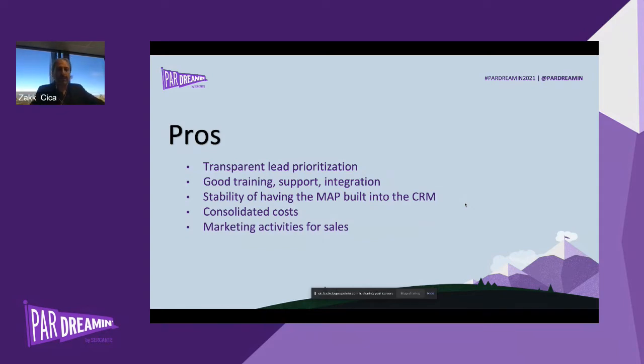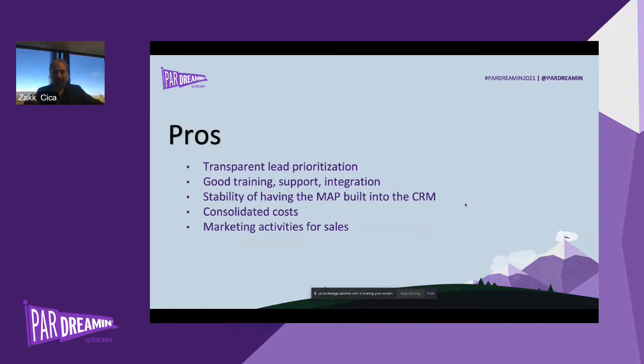Continued with the pros. We have transparent lead prioritization, so it goes right away to our sales reps. There was great training support in terms of our integration and moving over into a new MAP. And again, that stability of having the MAP built into our CRM is nearly priceless. I am a firm believer, if you're going to use Salesforce as your CRM, you must use Pardot as your MAP. In addition, we have consolidated costs.